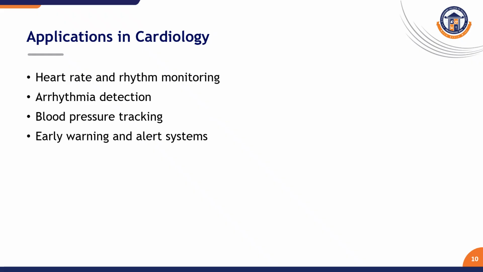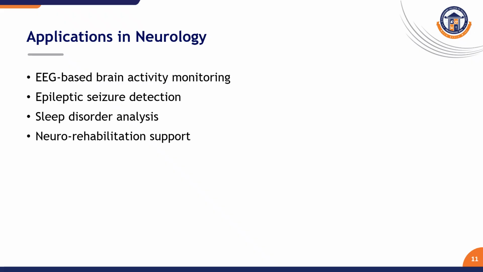Particularly in cardiology, heart rate and rhythm monitoring can be done. Arrhythmia detection is also done, blood pressure tracking is also monitored, and early warning and alert systems can be provided in cardiology-related healthcare applications. For neurology, EEG-based brain activity can be monitored, epileptic seizure reduction can also be done, and sleep disorders can also be analyzed.